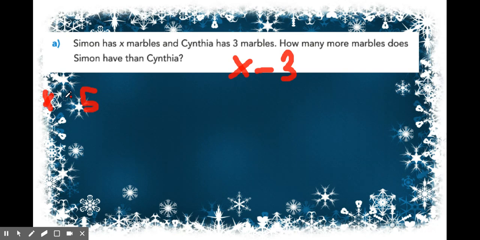Well, what if I told you that Simone had 5 marbles? So x equals 5. Now can you evaluate this? Can you solve this? Well, yeah. All we need to do is substitute x with 5. All substitute means is instead of this x, I now know the value. So I'm going to plug that in. So I have 5 minus 3. So how many more does Simone have? Well, she has 2 more marbles than Cynthia.